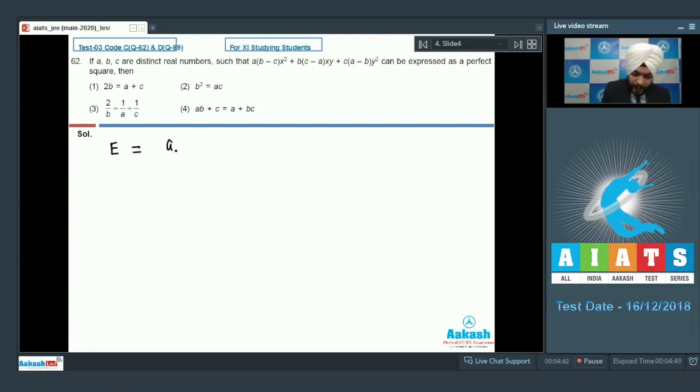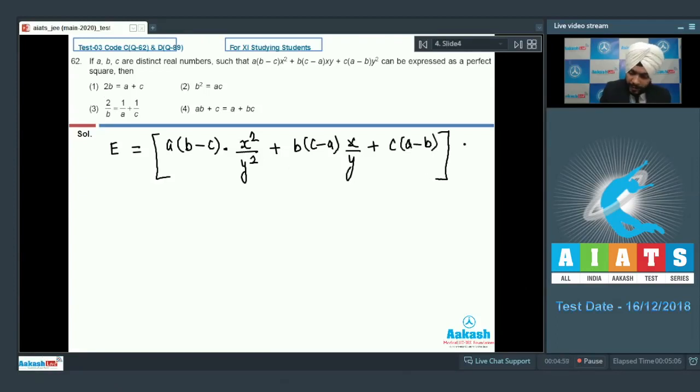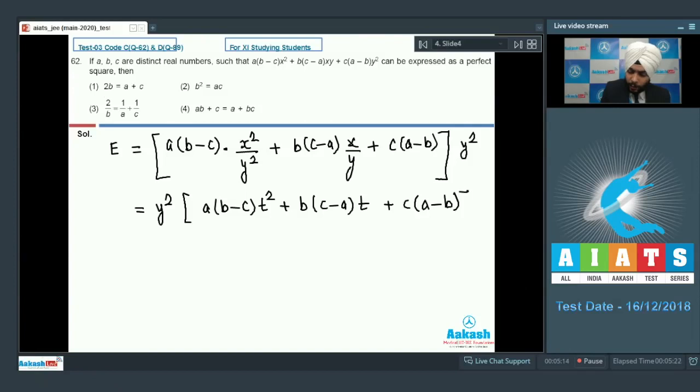Dividing by y square, I will get a into (b minus c) into x square by y square plus b into (c minus a) into x upon y plus c into (a minus b). If we have divided by y square, we will have to multiply by y square also. So this is y square into a into (b minus c) of t square, where x upon y is t, plus b into (c minus a) of t plus c into (a minus b). If this is a quadratic equation in some variable and the question says that it can be expressed as a perfect square, that means the discriminant is 0.